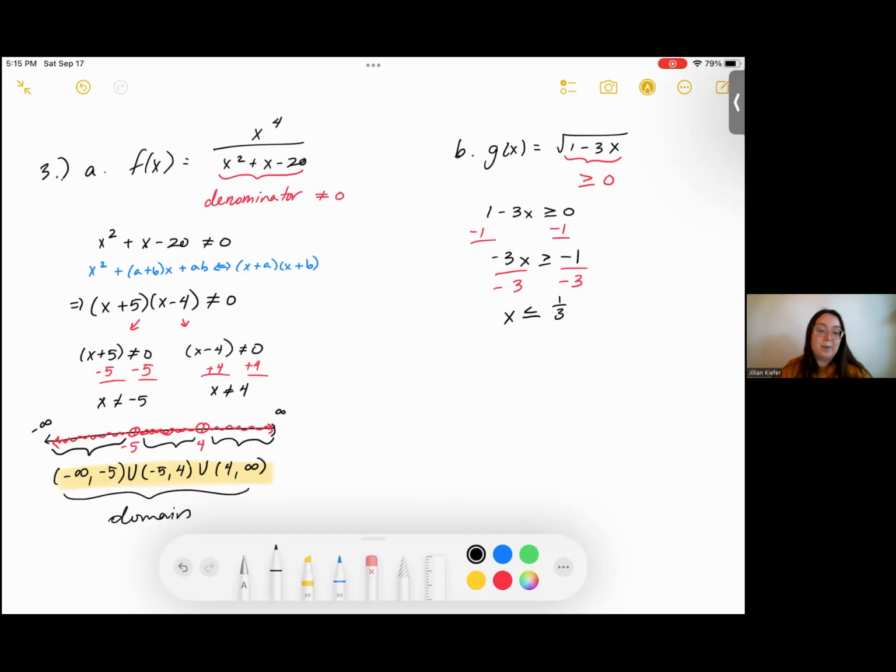All right, so we have here that x has to be less than or equal to 1/3. So we know the statement, we now need to write our answer in interval notation. So just like before, we're going to go ahead and draw out a number line.